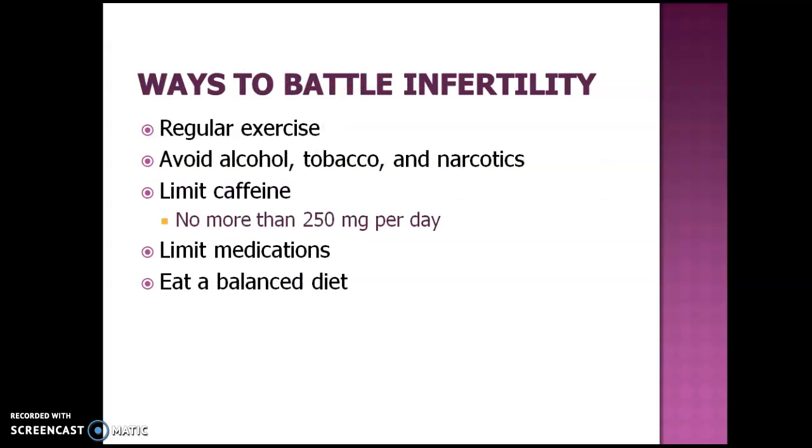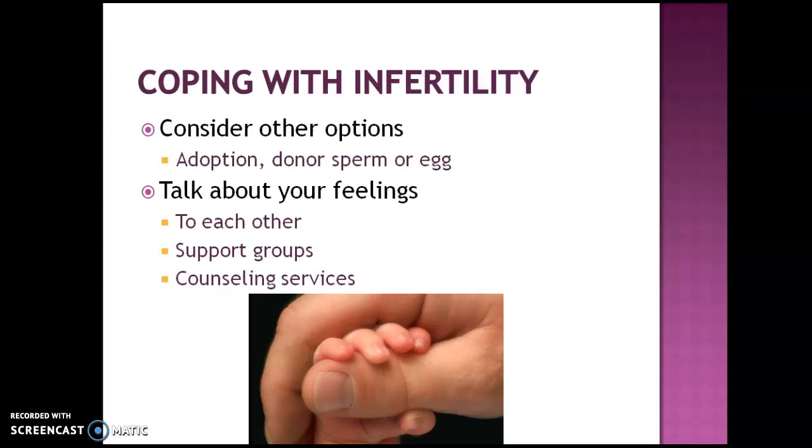And then what? The other ways to battle infertility are to keep good health. Regular exercise should be done, and avoid alcohol, tobacco, narcotics, caffeine and all that. Then limit the medication. Unwanted medicines should be avoided, and finally, eat a balanced diet.